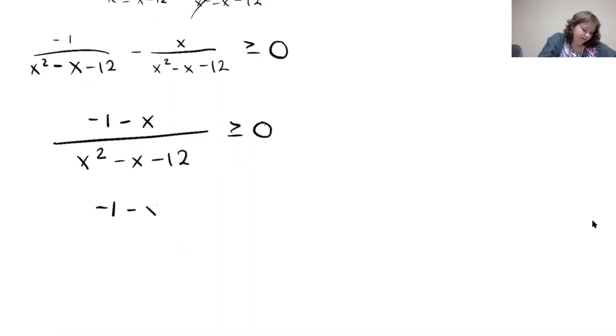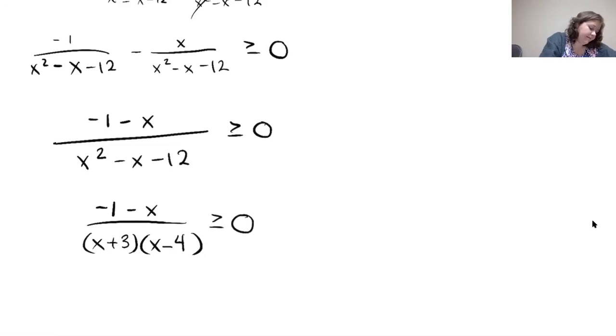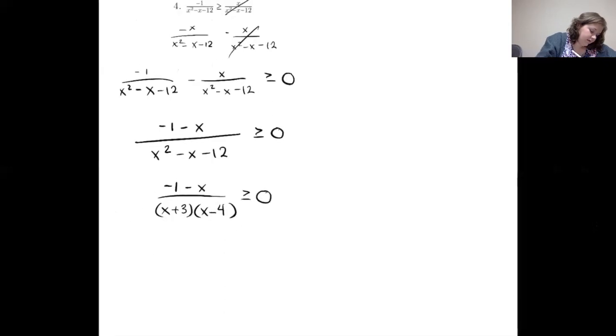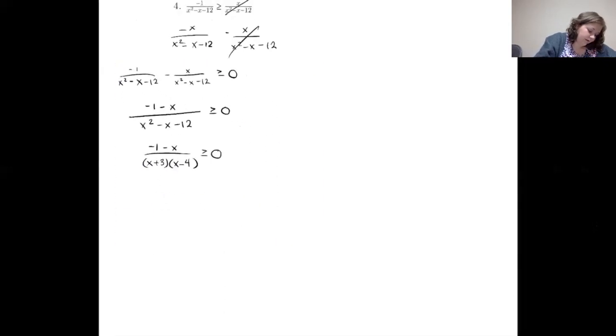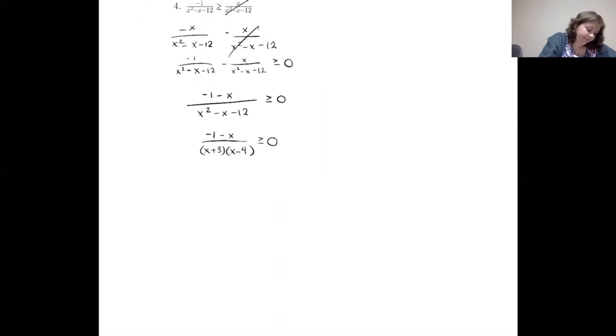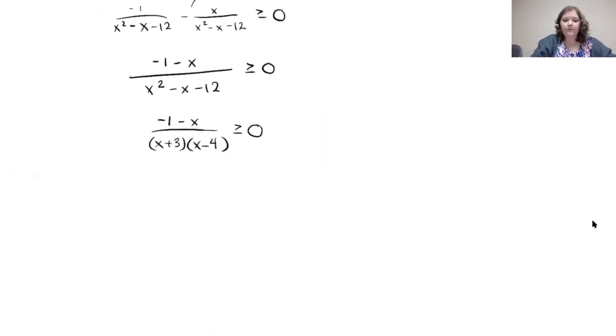So -1 minus x, we factor the bottom. We'll have x and x. Our factors of 12 are 3 and 4. And then to make this negative x on the inside, we're going to need a -4 and a positive 3. And then the greater than or equal to 0 stays. And so let's make that a little smaller. And so now we should be able to do the 4 steps of the sign test method.